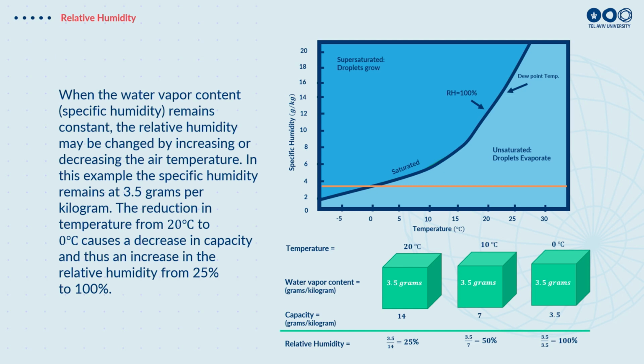And what we see is that initially at 20 degrees, we could actually have 14. Maximum is the 14 we could have before saturation. So it's 3.5 out of 14 is 25% relative humidity. At 10 degrees, the maximum we can have is 7 grams per kilogram. 3.5 out of 7 is 50% relative humidity. And when we cool it down to 0 degrees, we've reached the maximum. 3.5 out of 3.5, we've reached 100% relative humidity.